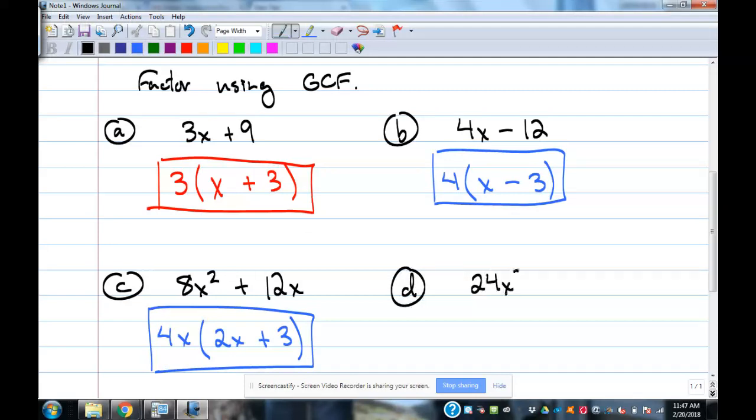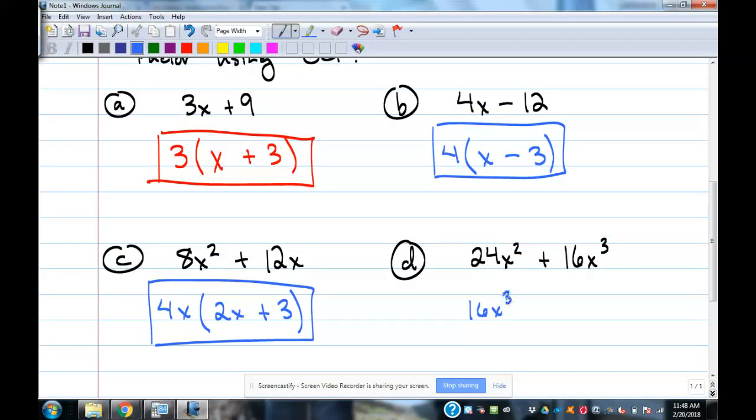Say we had 24x squared plus 16x cubed. We'll look at that in just a little bit. Yeah, it does happen. All right, so let's look at this one. Is it in the right order? No. So how do we rearrange it? Yeah, just move it around. So it's the biggest in the front and go down from there. I'm going to get in the habit of rewriting our problems that way, especially if we're going to factor.